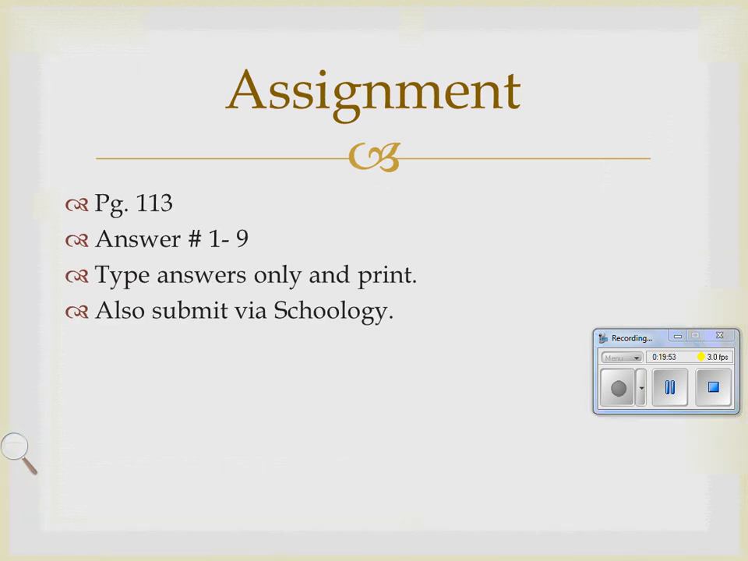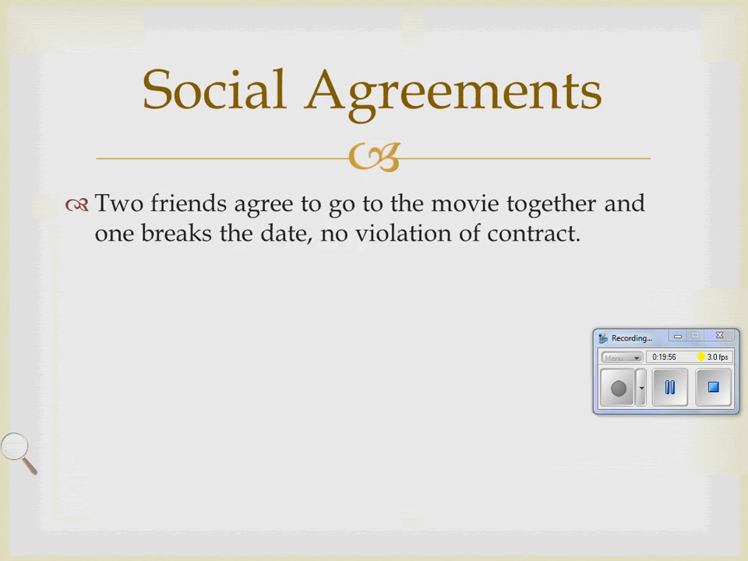Okay, social agreements. When two friends agree to go to the movie together and one breaks the date, there is no violation of the contract. Because why? Not necessarily about the time. What is lacking here? No, it's not proof of contract with writing. What is it? Very good. There is no legal consideration here. So there's just maybe me being rude.